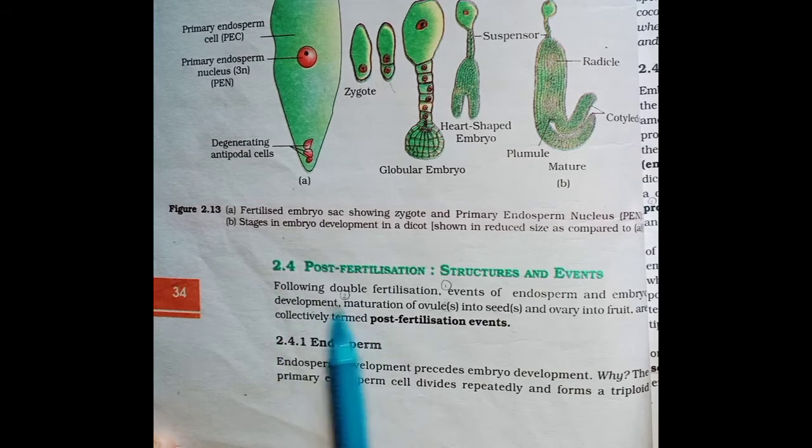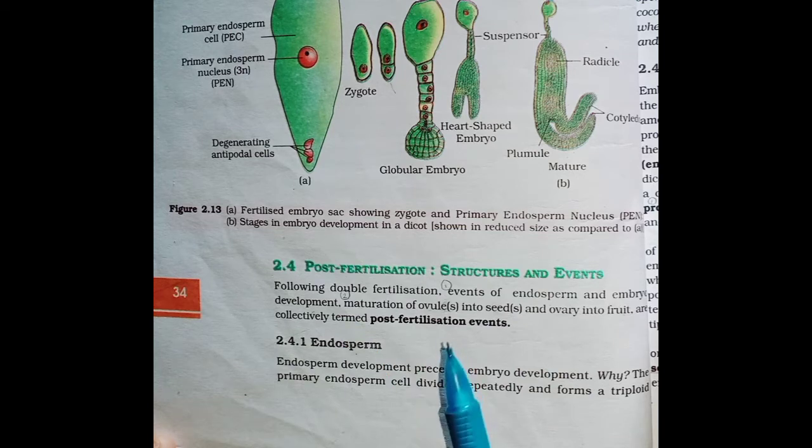So, following double fertilization, there are some events of post-fertilization, and I just mainly divided them into two events. First, we have the events of endosperm and embryo development, and second, maturation of ovule into seed and ovary into fruit. And these events are collectively termed as post-fertilization events. So, first, let's learn in detail about the endosperm development.